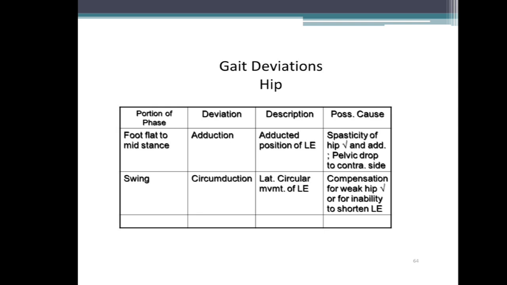From foot flat to mid stance, the deviation could be adduction and spasticity of the hip, and there could be adduction and pelvic drop on the opposite side. During the swing phase there could be circumduction, which could be a compensation for weak hip or for inability to shorten the lower extremity.